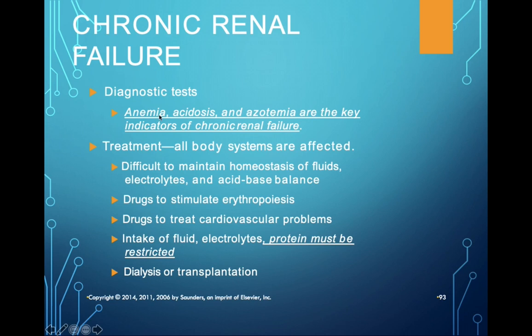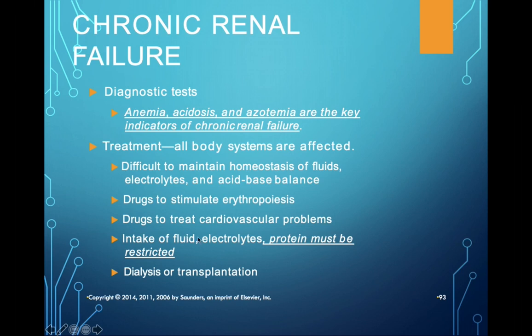The diagnostic tests for anemia, acidosis, and azotemia are the key indicators for chronic renal failure. And the treatment, well, you have to address the entire body. All body systems are affected. It's difficult to maintain homeostasis of fluids and electrolytes and the acid-base balance, so a lot of focus is on that. Drugs to try and stimulate red blood cell production. You have to manage the cardiovascular problems.